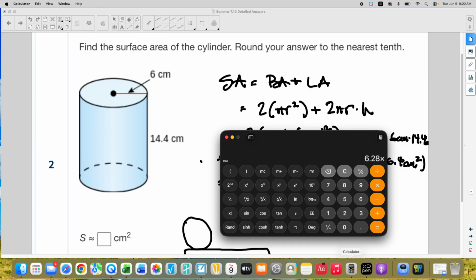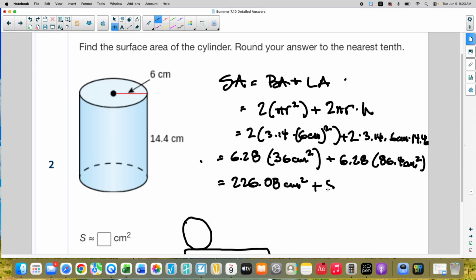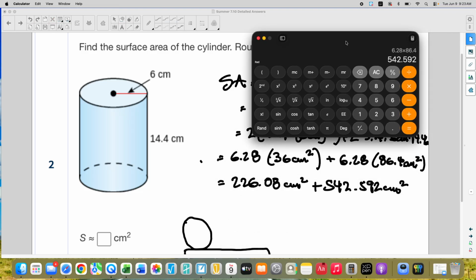6.28 times 86.4 gives us 542.592 centimeters squared. Let's add those two up. 226.08 plus 542.592 gives us 768.672.